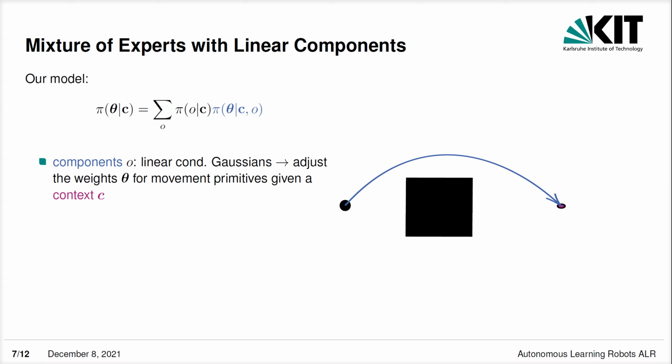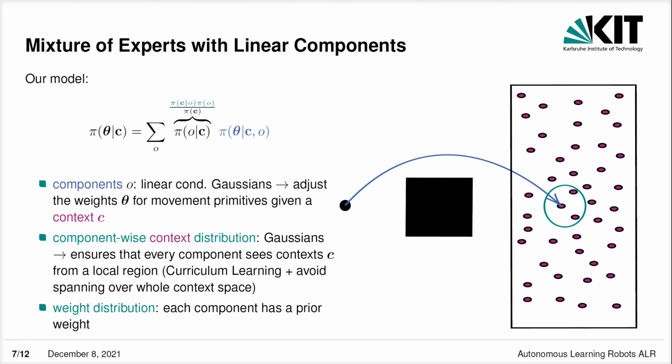We model our components to be a linear conditional Gaussian distribution. However, the model given in this form doesn't enable each component to be an expert in a local context region. Therefore, by applying Bayes' rule, we rewrite the gating as can be seen in the equation. To this end, we model the component-wise context distribution pi of C given O instead of the gating distribution pi of O given C. Since these component-wise context distributions are modeled as Gaussians, the corresponding components only see context samples from a local context region as visualized in the green circle in the image to the right.